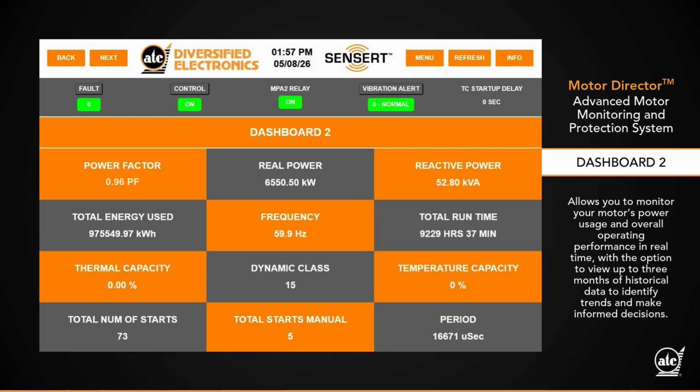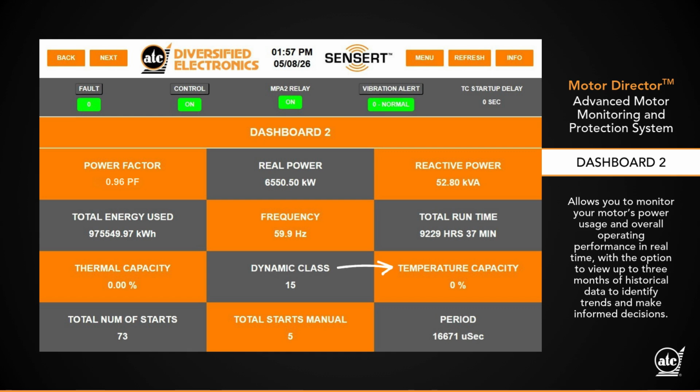This dashboard also includes several important thermal and protection-related metrics. Thermal capacity shows how much heat the motor has accumulated relative to its safe operating limit, based on an I²T model and shown as a percentage. This helps you understand how close the motor is to overheating.